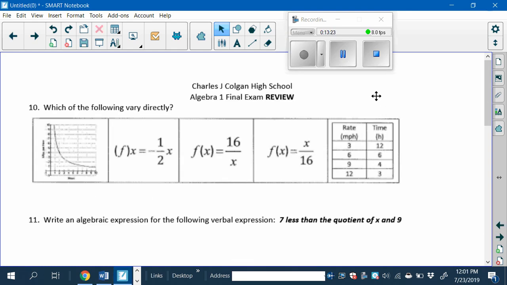Okay. Direct variation. One of the things I want you guys to understand is direct variation. Any equation that's direct variation is, first of all, let me do this again. Sorry. Direct variation.